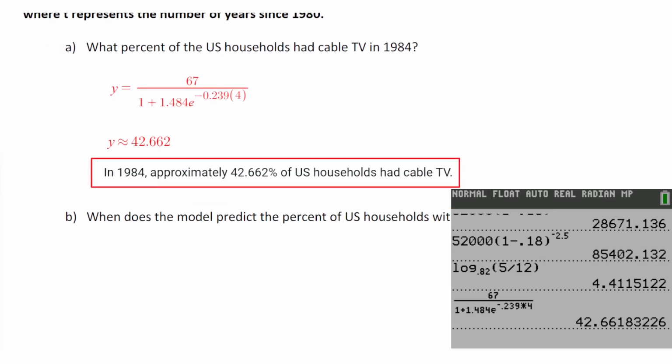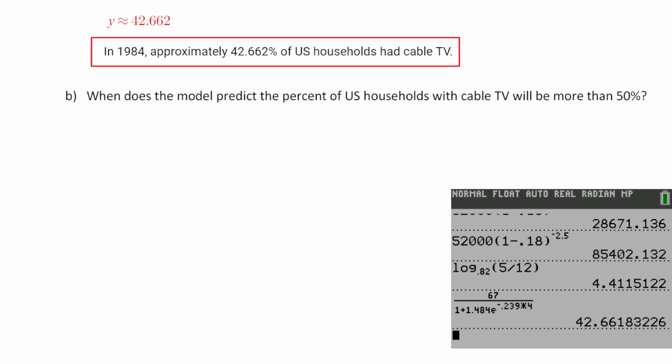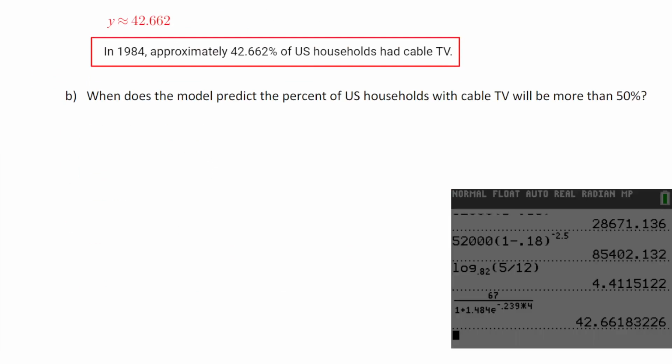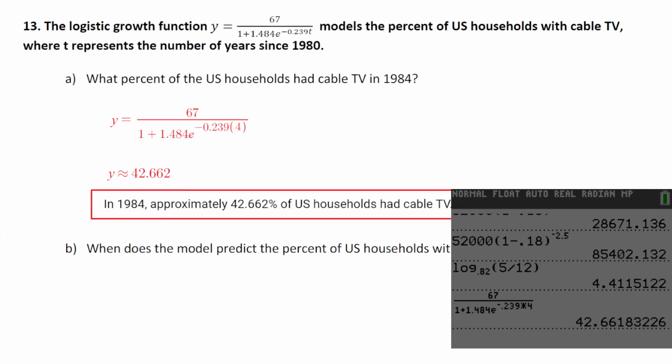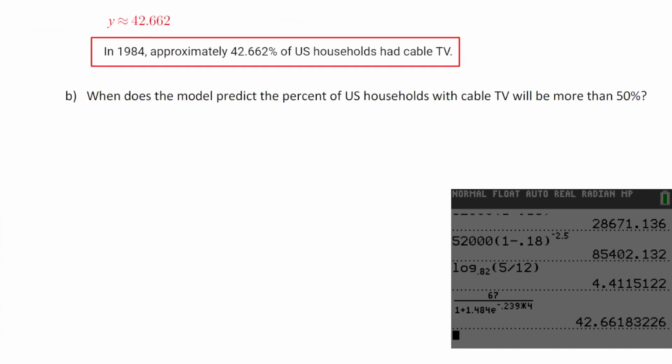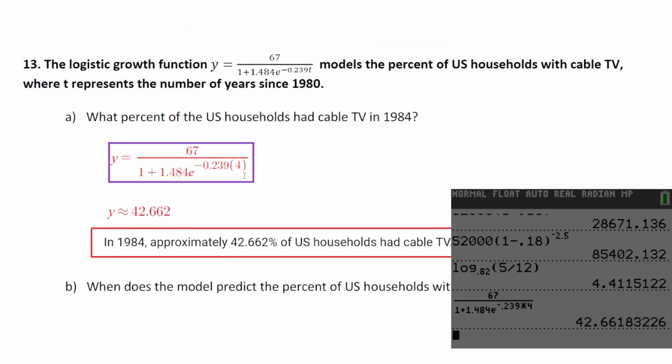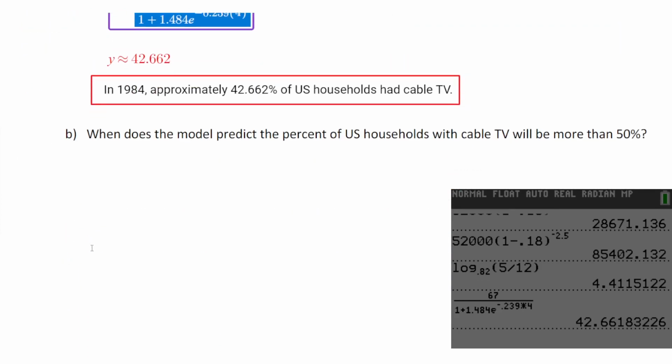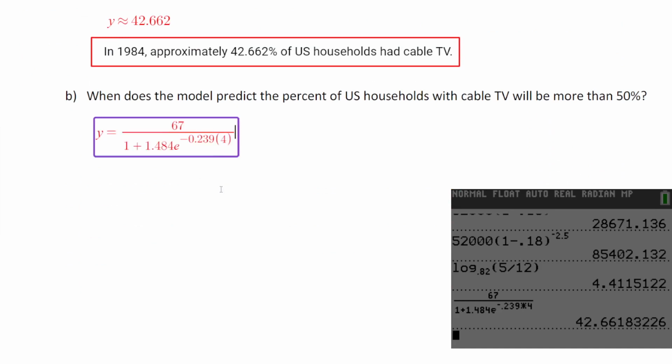Okay, part B says, when does the model predict the percent of U.S. households with cable TV will be more than 50%? So basically what we want to do is figure out when it is equal to 50, and once we have it equal to 50, we can say it's going to be right after that. So let's take this formula, and instead of plugging in a number for t, we're going to make this back into a t. We're going to plug this into 50%, so 50.